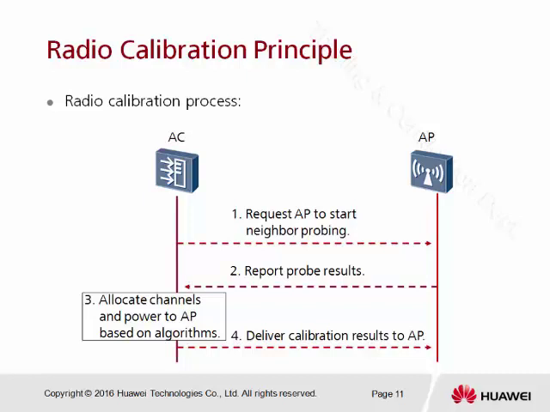So right now, what can all the APs do? For example, should this AP change its channel or adjust its power level? Everything is based on the AC here. The AC allocates the channel and the power to the AP based on the algorithm, and delivers a calibration result to the AP when the AC needs the AP to make the change.